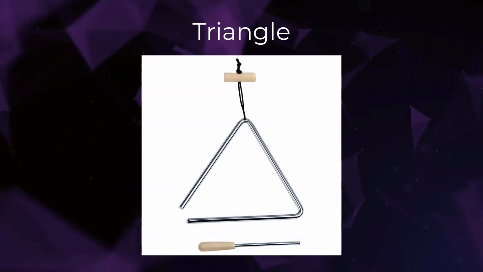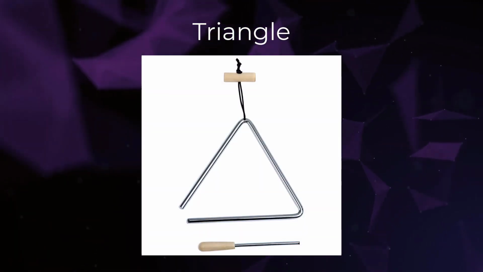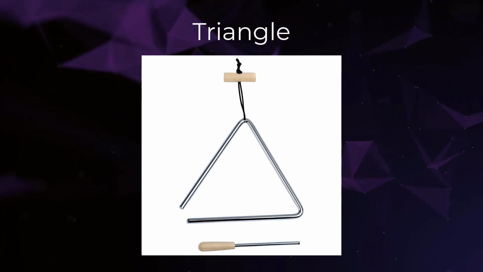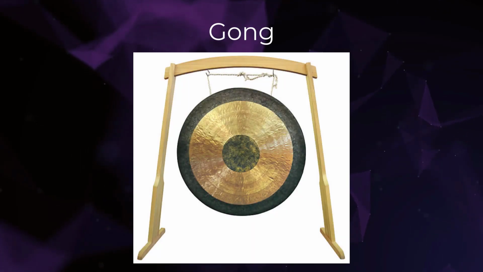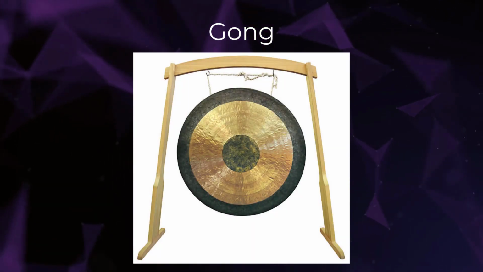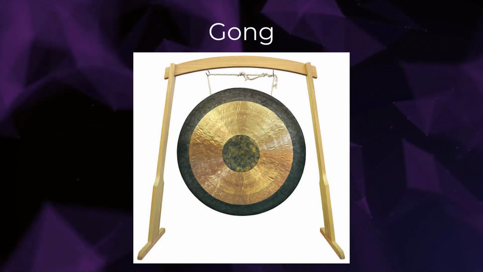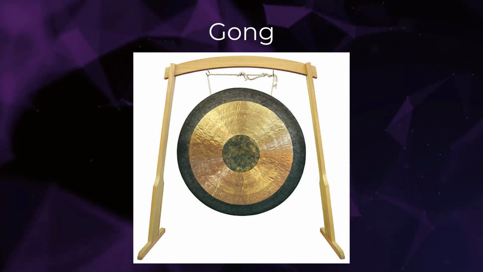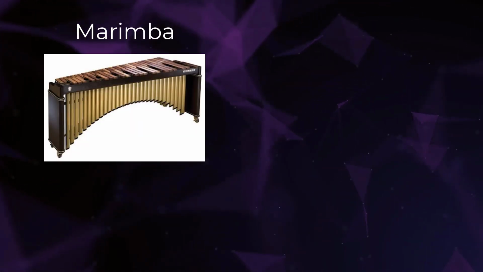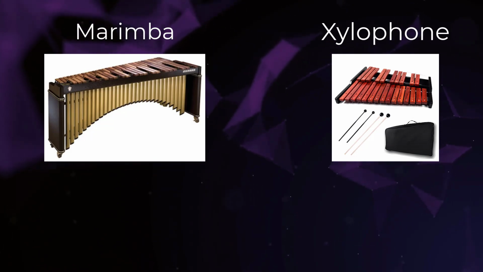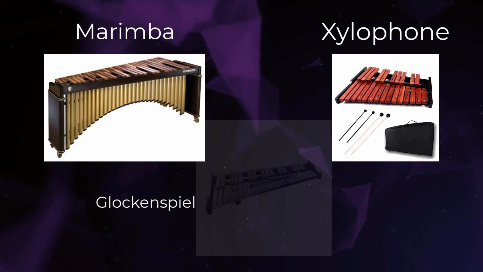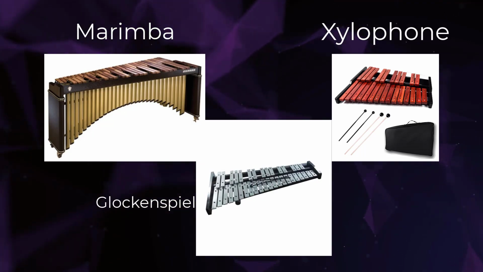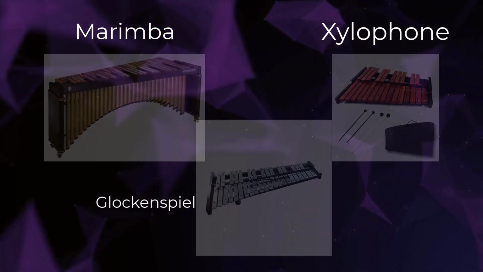A triangle is a small metallic triangle that is struck with a steel beater and has a bright, clear tone, almost bell-like. A gong is a large brass disc-shaped instrument that is struck with a padded mallet and produces a low, rumbly sound. The marimba and xylophone families are large wooden or metallic pitched keyboard instruments played with soft mallets. A glockenspiel is a small metal instrument played with hard mallets.